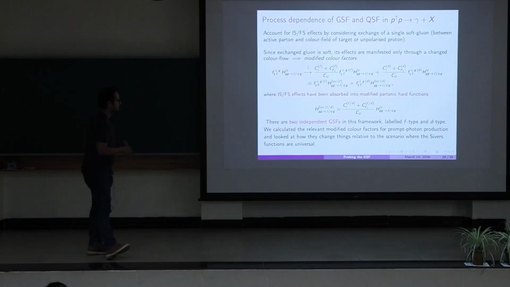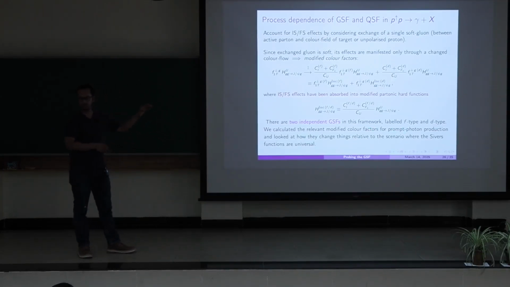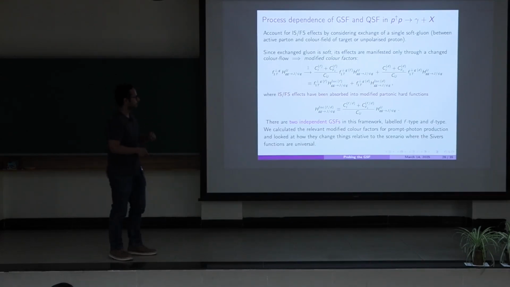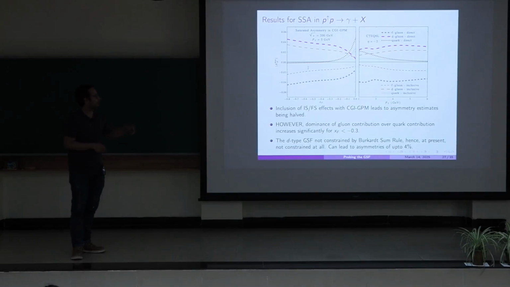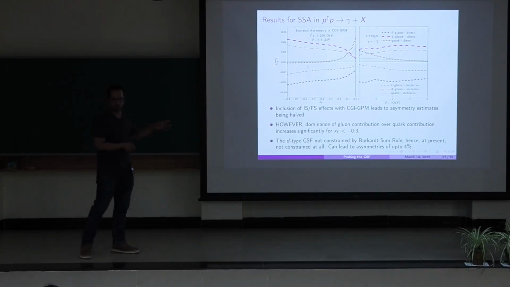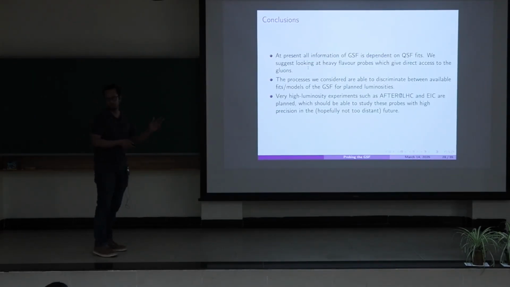And once you take these effects into account, it turns out that there are two independent gluon Sivers functions, called the F type and D type. The F because you need an f^abc in the operator definition, and the D type because you contract the gluon fields with the d^abc. And we found that the F and D type Sivers functions contribute with opposite sign. The F type Sivers function has strong constraints from the quark Sivers functions, and that makes it rather small in reality. But the D type is not constrained by any such rules, so it could potentially lead to asymmetries of up to 4%, which we need to measure.